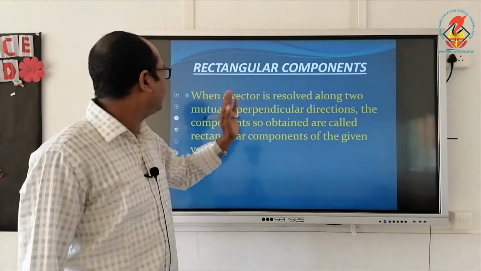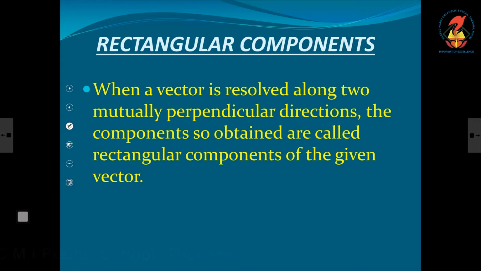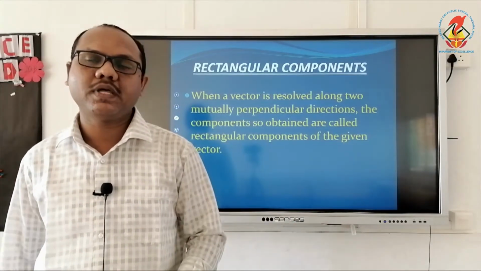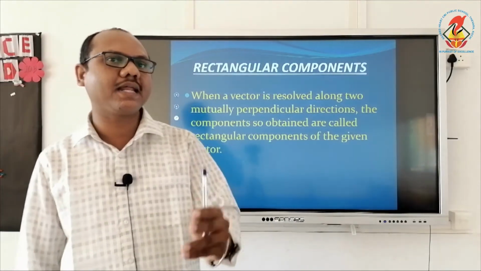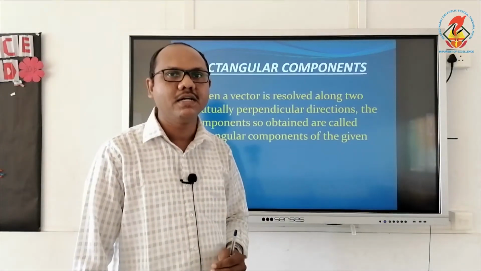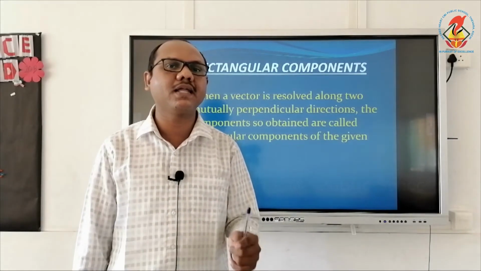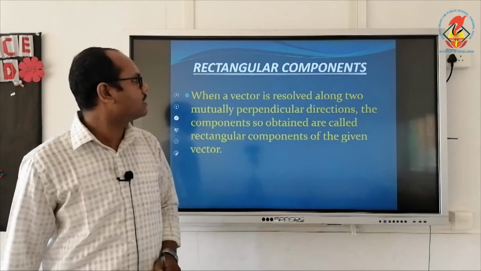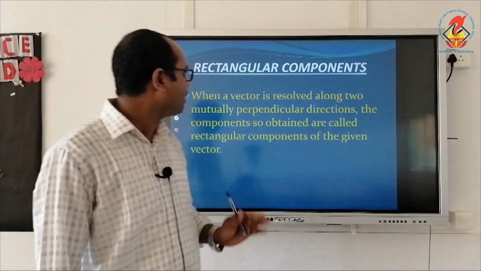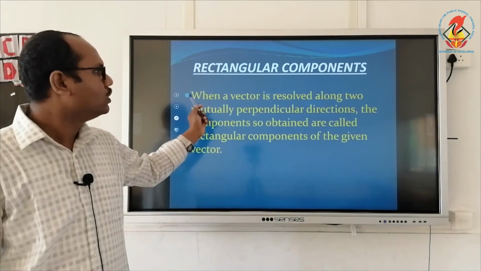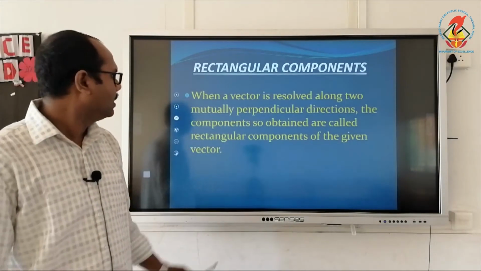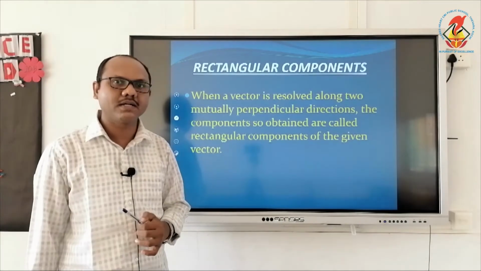Now what is meant by rectangular components? A vector is resolved along two mutually perpendicular directions. The components so obtained are called the rectangular components. For example, in my above description, I told vector A is split into vector AX and vector AY. Both are mutually perpendicular. So AX and AY are called rectangular components of vector A. So that is what the definition says. Rectangular components means a vector is resolved into two mutually perpendicular directions. The components so obtained are called rectangular components.